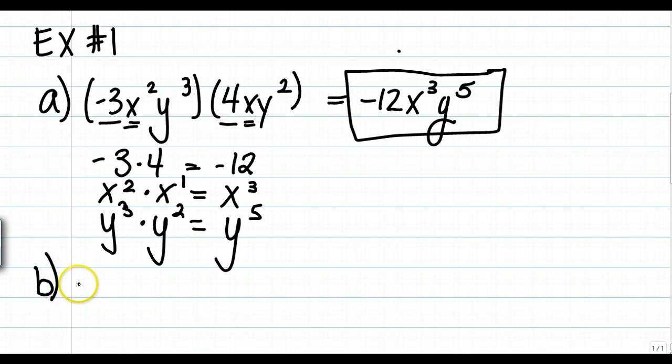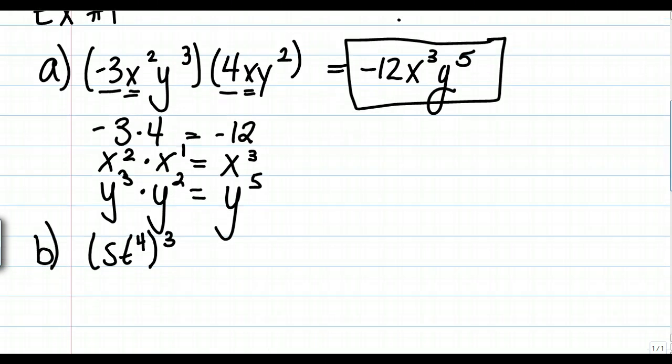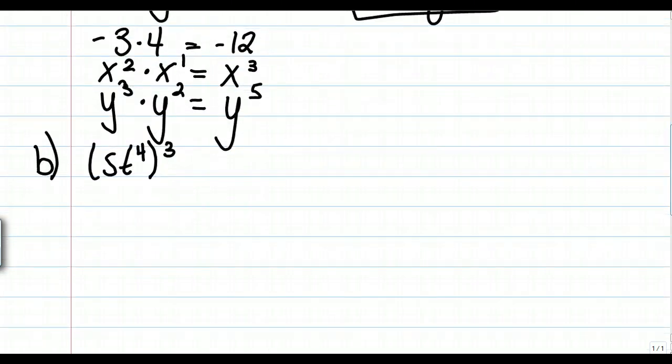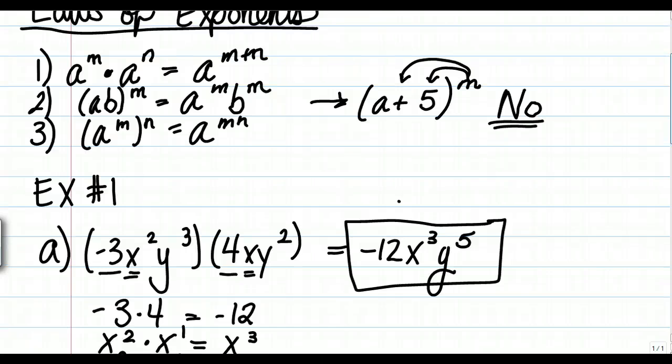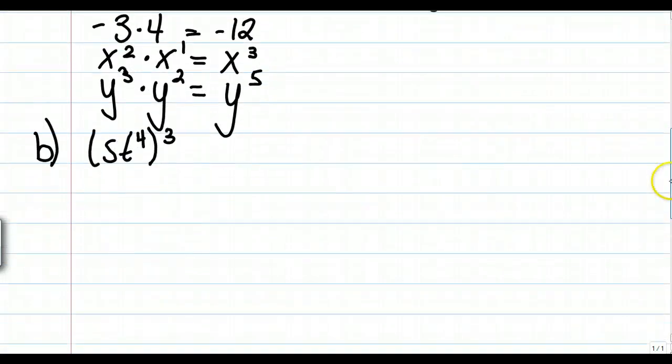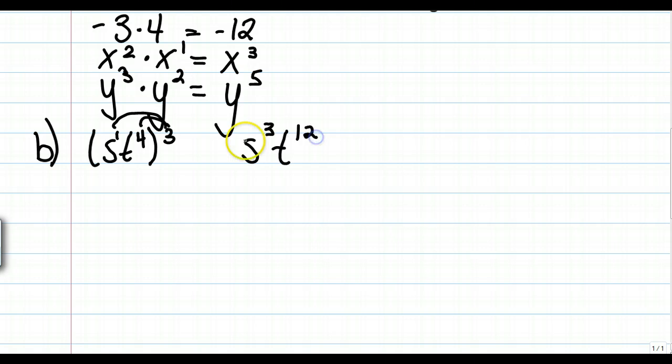B, I have s t to the 4th power, the whole thing cubed, or to the 3rd power. Now B looks a lot like law number 2. So I'm going to use that rule where I distribute the 3 to both parts. You know this is a 1 right here, so I'm going to have 1 times 3 is 3, and 4 times 3 is 12. And that's my answer.